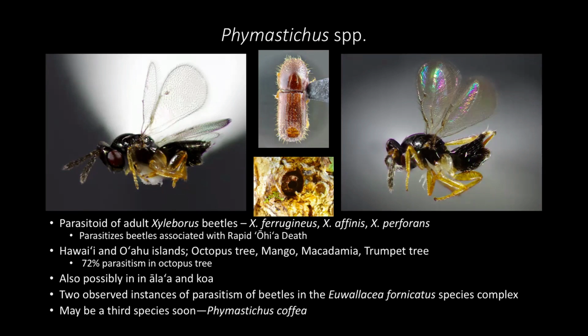Three of the species the new one attacks, which are Xyloborus ferrugineus, Xyloborus affinis, and Xyloborus perforans, are three of the 5 beetles that are now known to possibly spread the fungus that causes rapid ohia death. We don't know their effect on these beetles in ohia trees, but in avocado trees, they seem to have a high percent parasitism in some places. We've calculated 72% on the 3 known host species together. We wonder if there's a possibility that they could be released augmentatively to control these species and possibly limit the spread of the disease. We've also seen them developing inside beetles in the Euwallacea fornicatus complex.